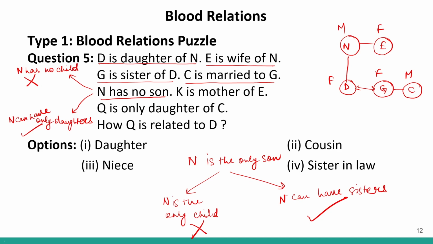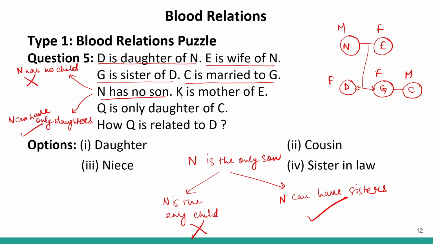No, it means that N can have sisters. This will be the correct interpretation. So you have to pay attention to the interpretation also. It is given to us, N has no son. That means whatever child N has will be a female. So N has 2 children right now, D and G, and both of them are female.